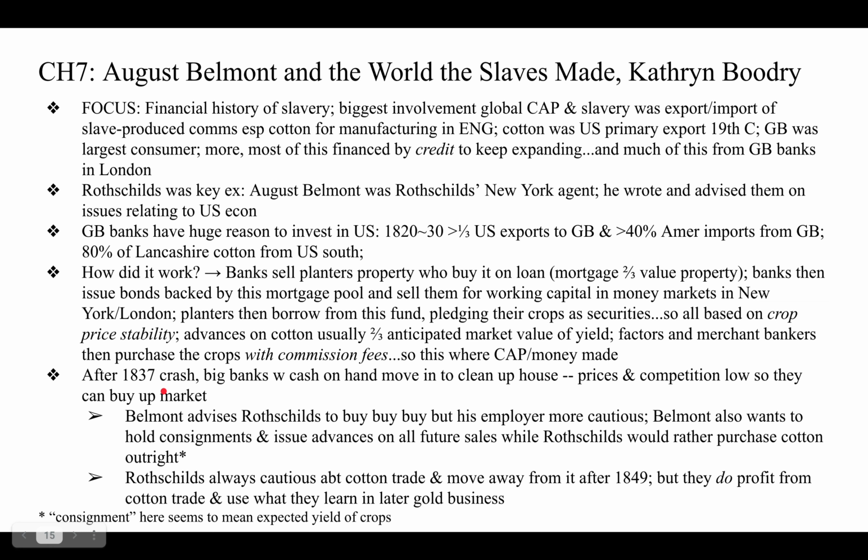After the 1837 crash, big banks with cash on hand could move in and clean house, basically, and prices and competition were so low that they could just buy up much of the market. Belmont at this time advised the Rothschilds to buy after the crash, but his employer was more cautious. Belmont also wanted to hold consignments and issue advances on future sales, while the Rothschilds would rather purchase cotton outright. The Rothschilds were always cautious about the cotton trade and moved away from it after 1849, but they did profit from the cotton trade and used what they learned in the later gold business.